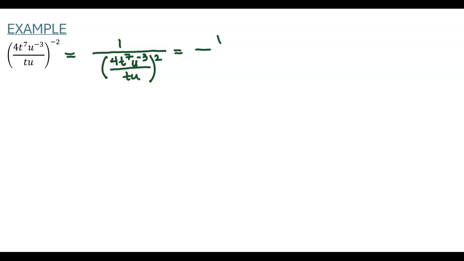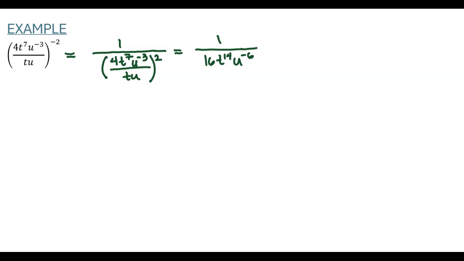And that means, let's go ahead and get rid of the parentheses. So we're going to square everything. The parentheses mean apply it to everything in there. 4 squared is 16. T to the 7th squared is t to the 14. Remember, my thinking there is I have 7 t's multiplied by each other, and then I have to multiply all 7 of those by the exact same thing, which will give me 14 t's. U to the negative 3 squared would be u to the negative 6.